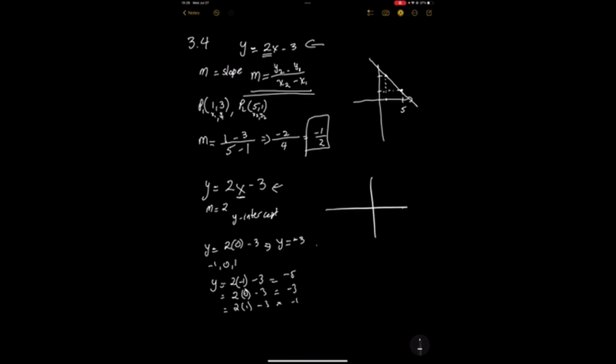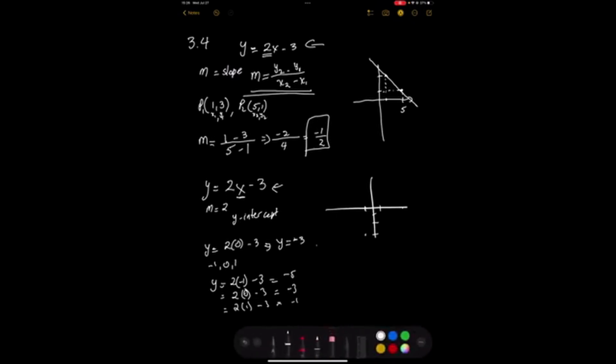So here we have -1, 0, and 1. -1 goes down to -5, 0 goes to -3, and 1 goes to -1. So how would that be graphed? (-1, -5) is right here. (0, -3) is right here, on the line. My bad, I did that one wrong. This is (0, -3) right here on the line. And (1, -1) is right here.